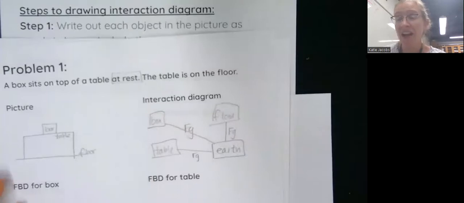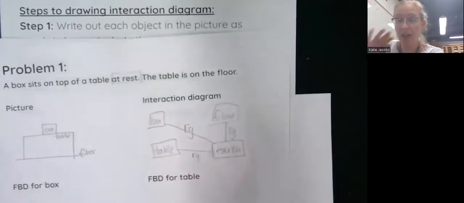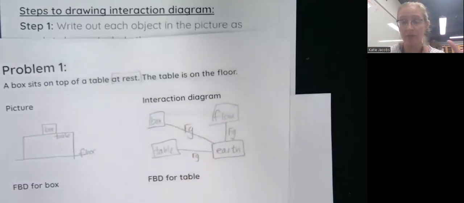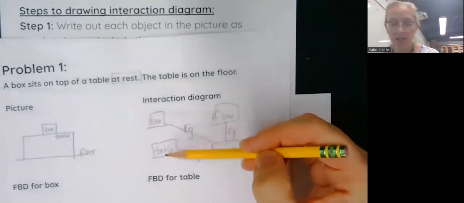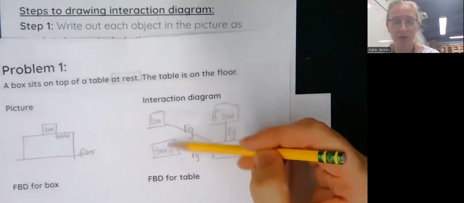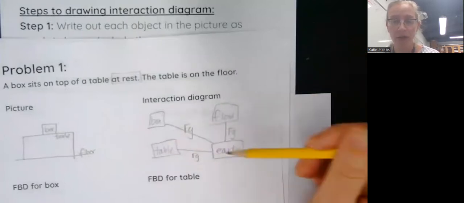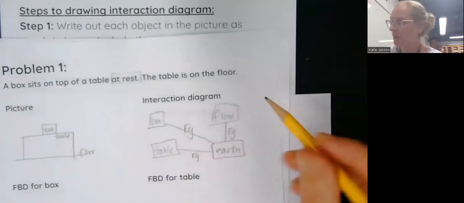Okay. Now that I've done the gravitational force between the earth and the other objects, I can't use gravitational force again. There is a force of gravity between all objects that have mass, but the force of gravity between the box and the table is insignificant. Okay. It's between the earth and the box and the earth and the table that matters.